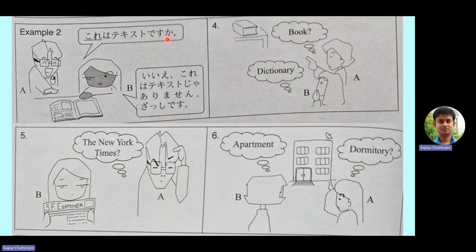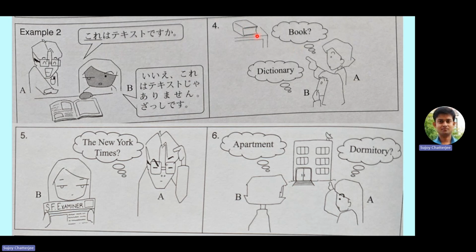So "Kore wa tekusuto desu ka?" Is this a textbook? The girl says, "Ie, kore wa tekusuto ja arimasen. Zasshi desu." So no, it's not a textbook, it's a magazine. In this way, you have to try the rest of the questions. Number 4 here: person A is asking if it is a book, and she is saying dictionary. Now, a dictionary is also a book, right?